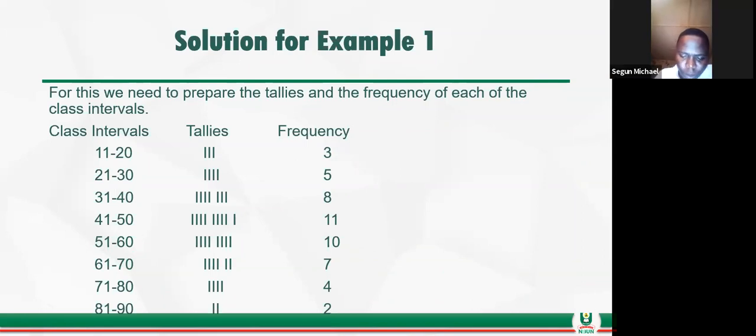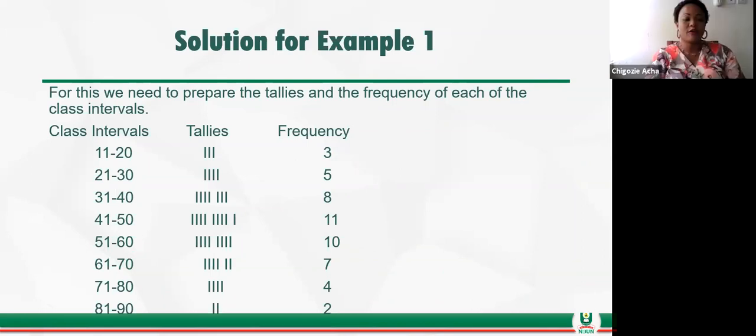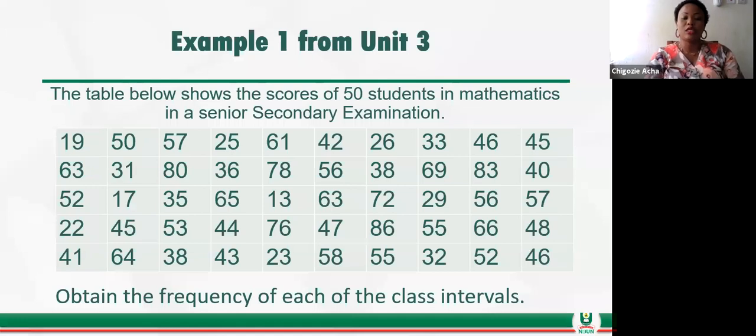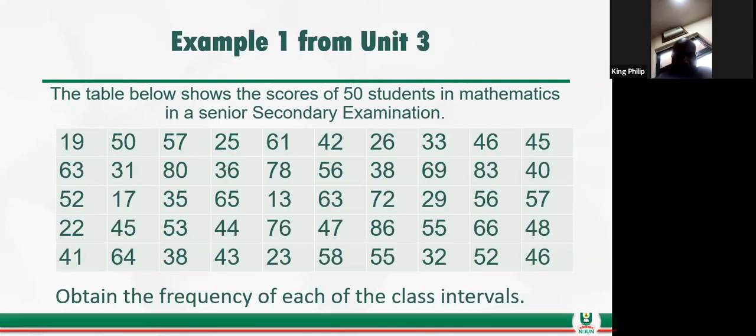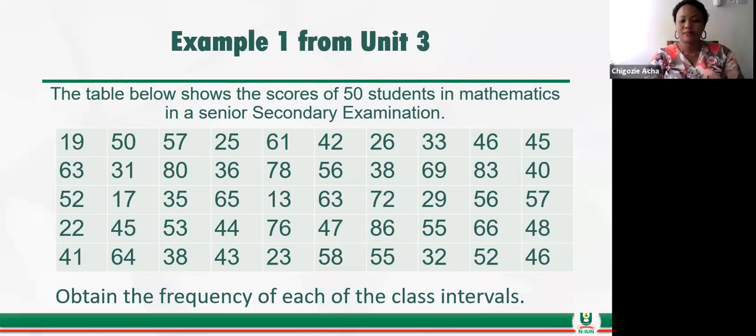Let's do the second one first because we have other ones. You have the one between 21 and 30. If you have 21 and 30, going back to the table, can you pick the values that are within that range? That will form our frequency. Can we do that very fast?